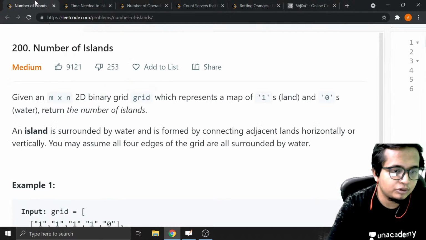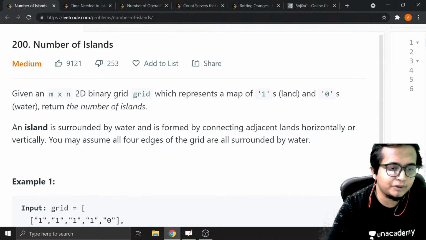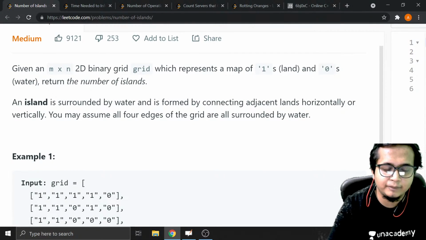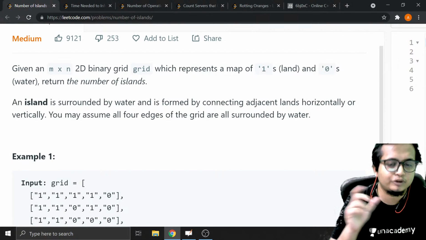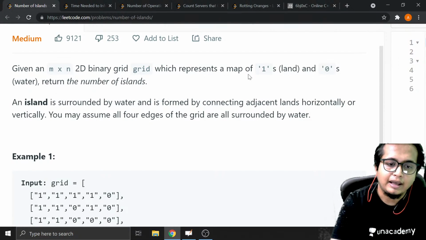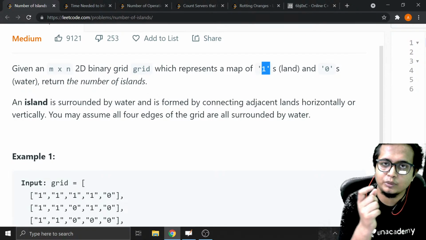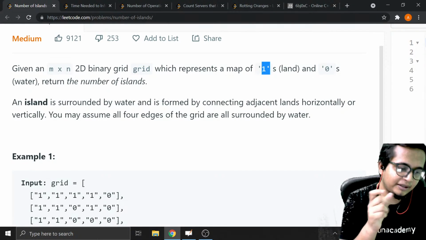So let us see the first problem, number of islands. You are given a 2D binary grid, which means you would have zeros and ones only, where one represents that there is land over there, and zero represents that there is water over there.